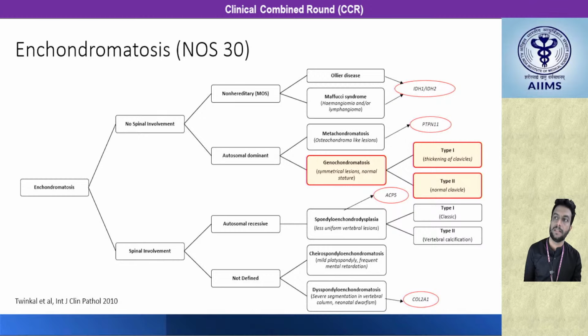The other group is enchondromatosis with significant spinal involvement. Here the division again depends on whether the genetic cause has been established, like in autosomal recessive spondyloenchondrodysplasia, where the ACP5 mutation has been established, which is classified into type 1 and type 2 depending upon whether calcification is present in the vertebra. The other two groups, chirospondyloenchondromatosis and dyspondyloenchondromatosis, are not defined accurately, though in dyspondyloenchondromatosis recent cases have associated COL2A1 mutations.